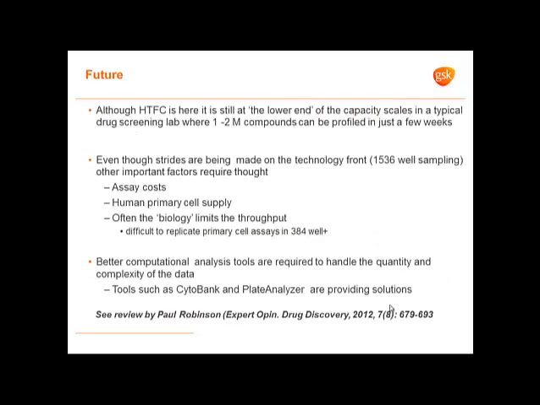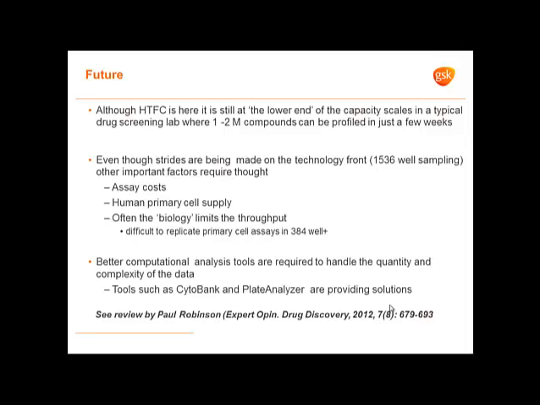So what's the future? It's still at the lower end of the drug screening capacity, where 1 to 2 million compounds can be profiled in a couple of weeks. There are strides in increasing the throughput of the technology even more, and now you can get 1536 well plate sampling. But like Lorenz alluded to in one of the questions he was answering, it's not just about throughput, and you have to consider assay costs and cell supply, particularly human primary cell supply. And often it's the actual biology that limits the throughput itself. For instance, it's difficult to replicate many primary cells in 384 well assays.